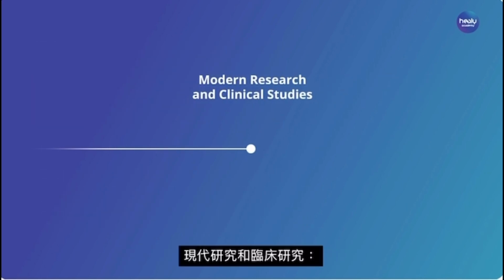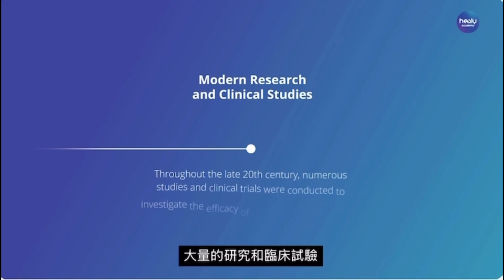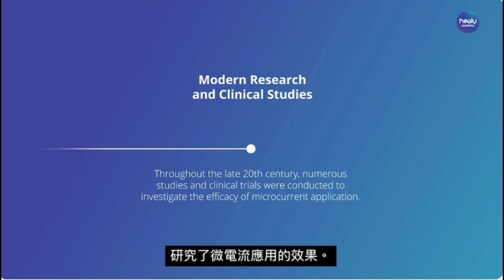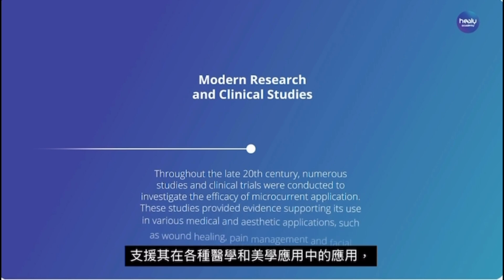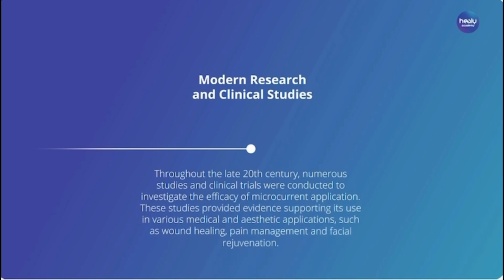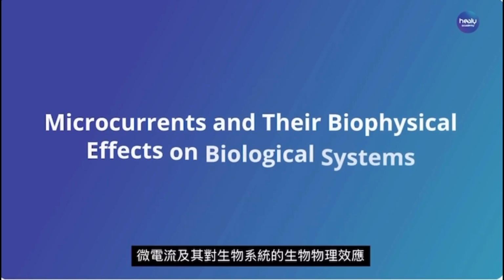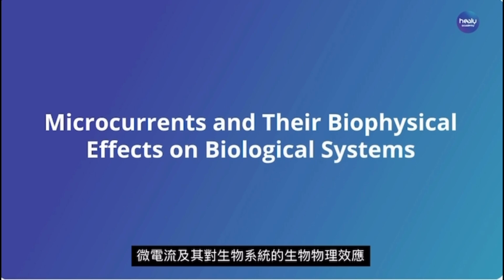Modern research and clinical studies. Throughout the late 20th century, numerous studies and clinical trials were conducted to investigate the efficacy of microcurrent application. These studies provided evidence supporting its use in various medical and aesthetic applications, such as wound healing, pain management, and facial rejuvenation. Microcurrents and their biophysical effects on biological systems.